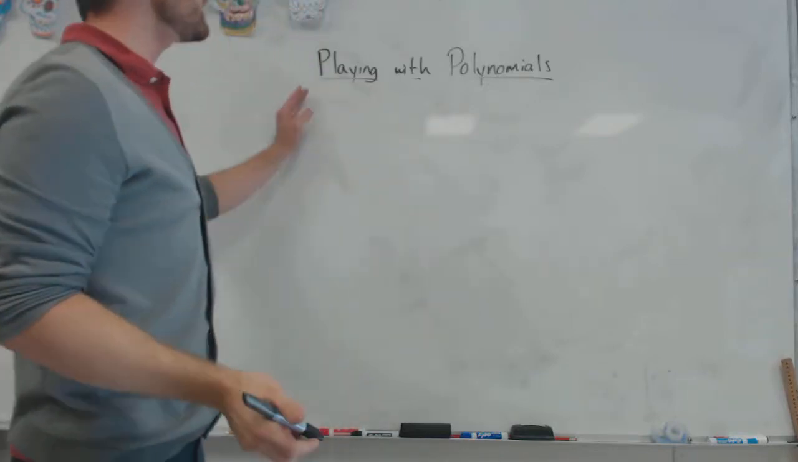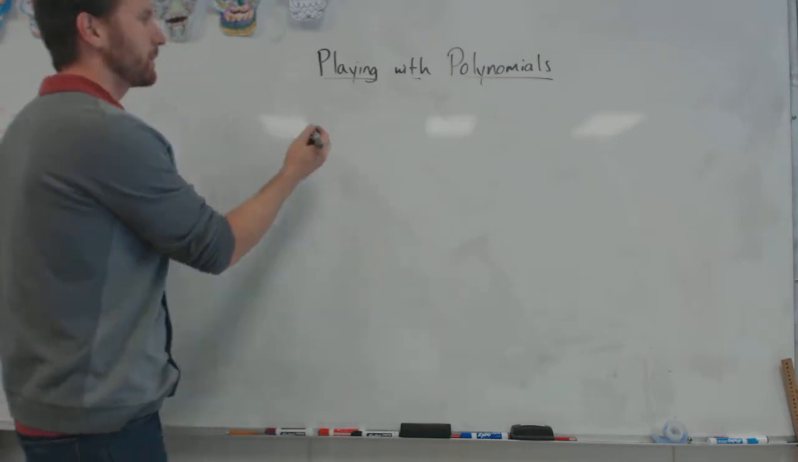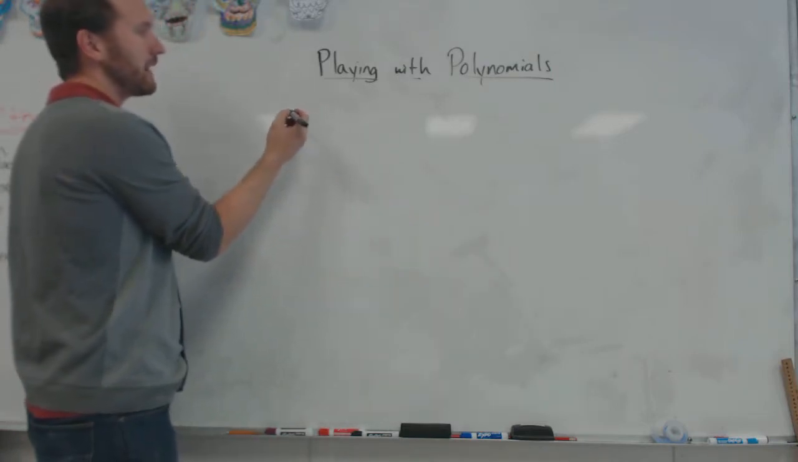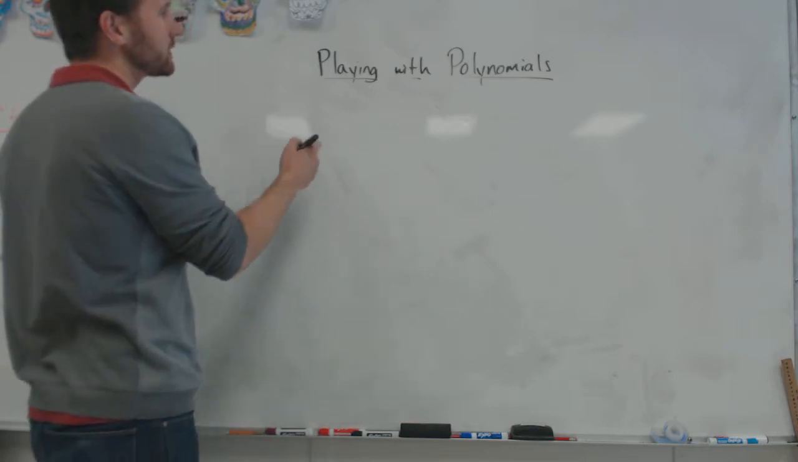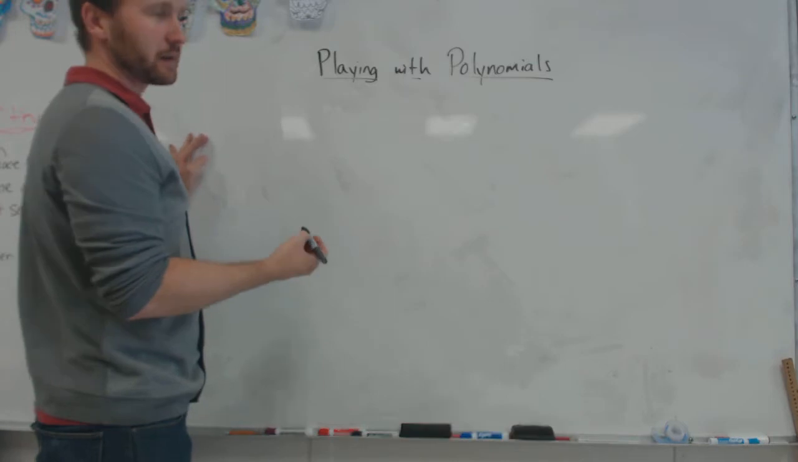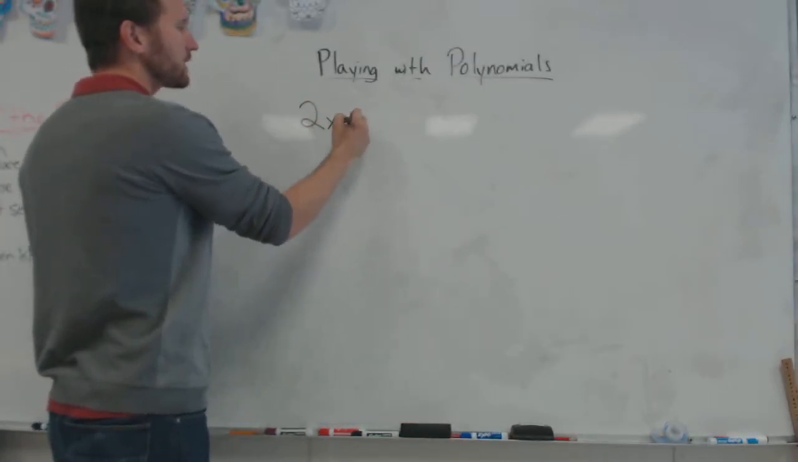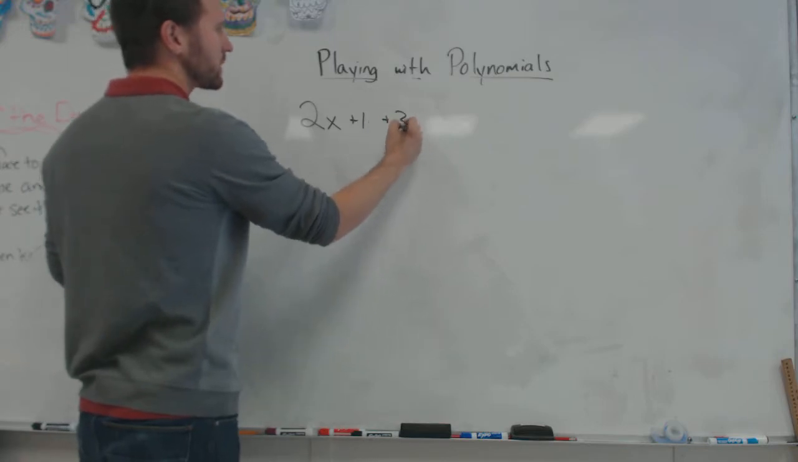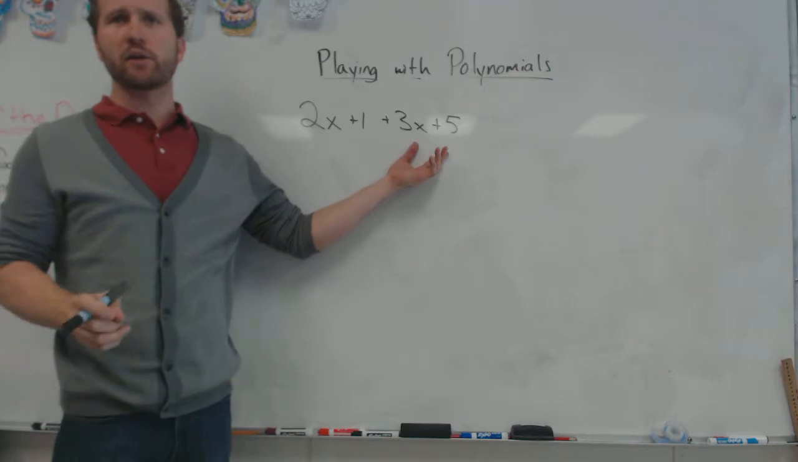Alright, so I'm calling this lecture Playing with Polynomials. What is a polynomial? A polynomial is an expression that has more than one term, more than two terms, more than three terms, typically. So if I had an expression like this, 2x plus 1 plus 3x plus 5, as I've written it, this is a polynomial.